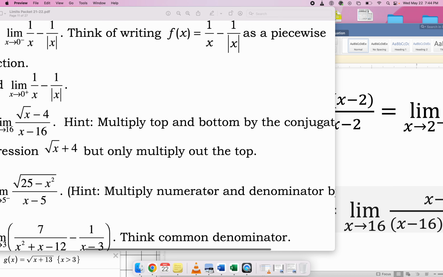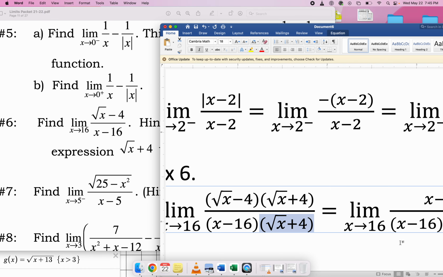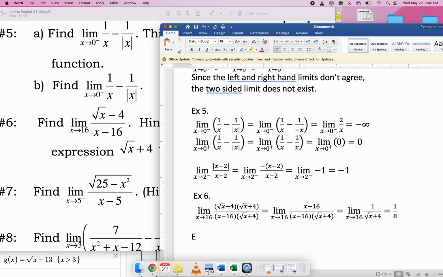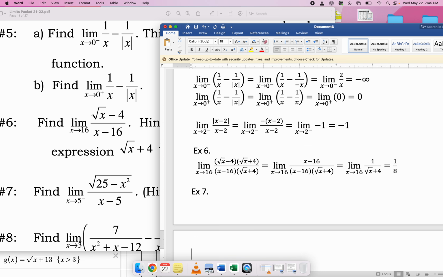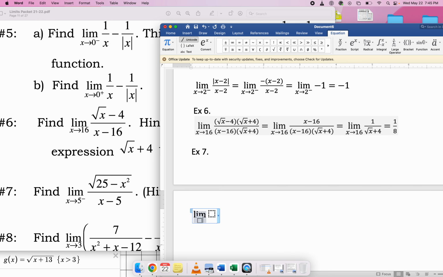Okay, then we get to number 7. 7's kind of a funny one, maybe. I mean, if you plug 5 into this, you get 0 over 0, so definitely we need to do something with it. So what do we do?